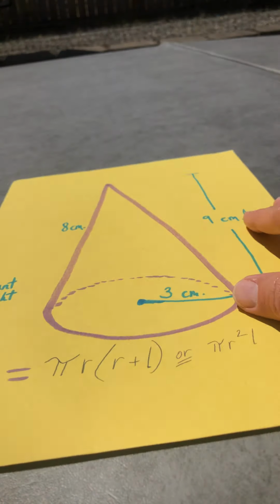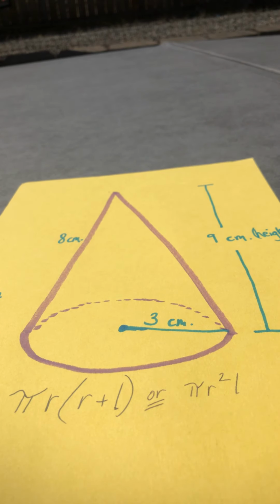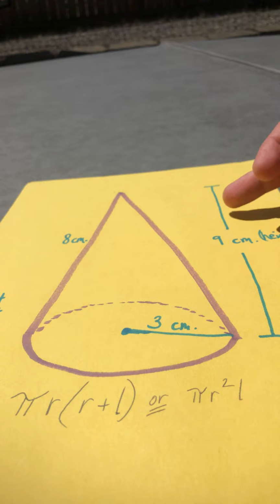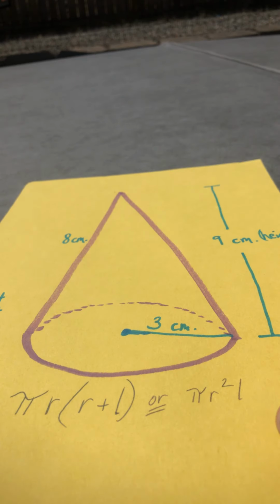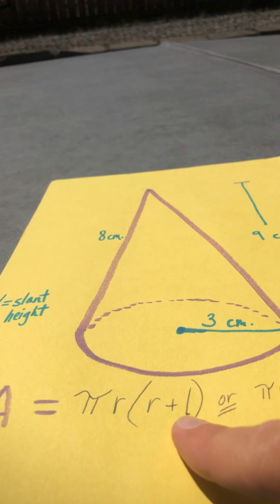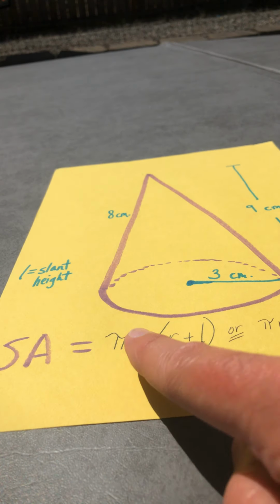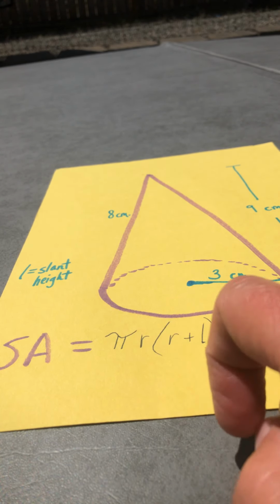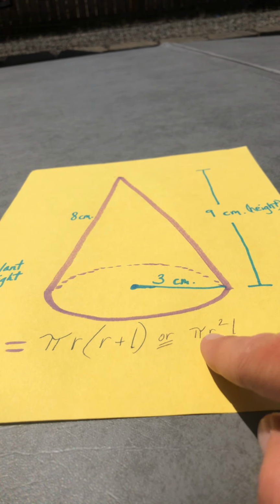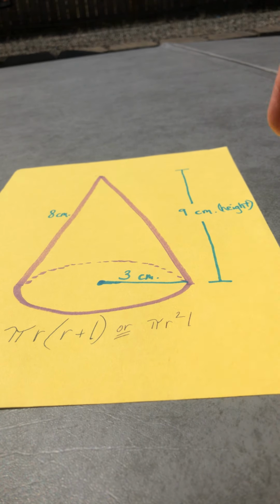All right, there's volume. Next step here would be surface area. So we have the same shape that I made. We have a height of 9 centimeters, radius of 3, and a slant height. Sometimes they represent that by L. So our formula here is pi times r, times r plus L. Or you can also use pi r squared times L. I'm gonna go ahead and use that one. It's just a little shorter, more exact, less parentheses.